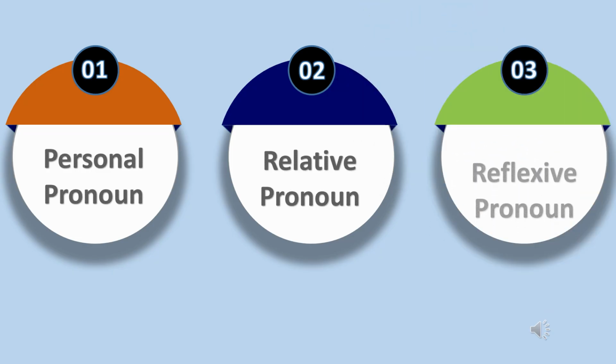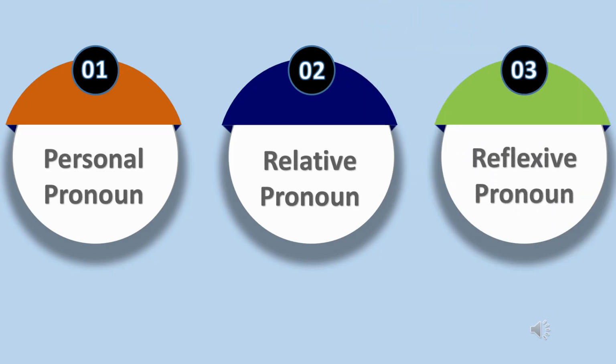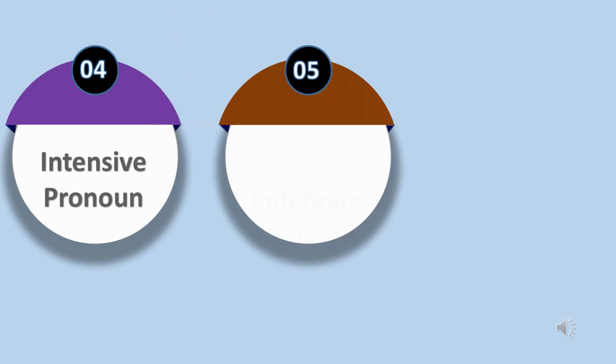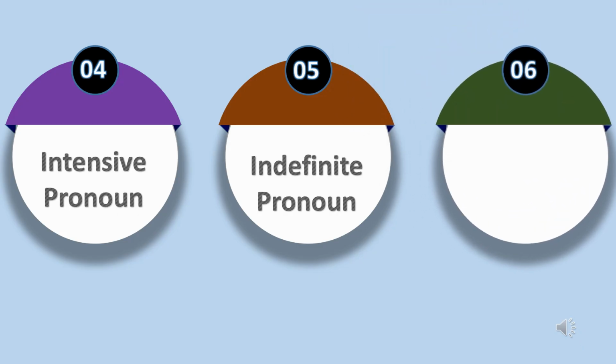3. Reflexive pronouns. These refer back to the subject of the sentence. Words like myself, yourself, and themselves fall into this category. 4. Intensive pronouns. These are used to emphasize a noun or pronoun already mentioned. For example, she herself completed the project. 5. Indefinite pronouns. They refer to nonspecific people or things. Words like someone, anyone, everything, and nothing are common examples.